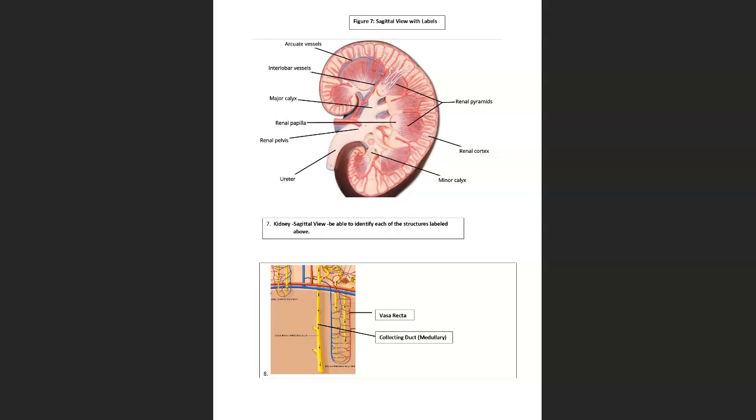And here's a blow-up and a cortical nephron on the left. Okay, so on the right here, you have a medullary nephron or juxtamedullary nephron. Juxtamedullary.